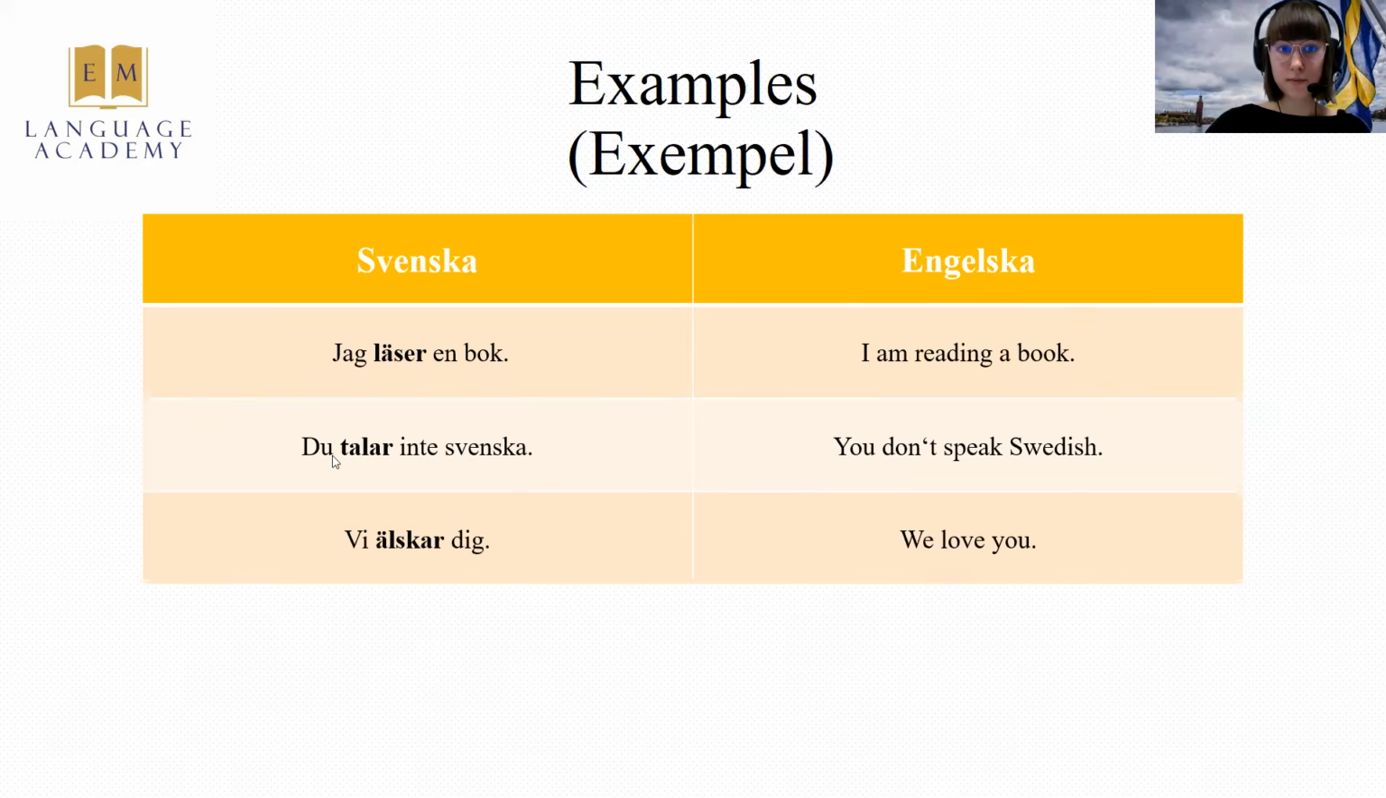You don't speak Swedish. Du talar inte svenska. A new pronoun, du, meaning you. And example number 3, vi älskar dig. We love you. Vi is one more new pronoun, which is the first person plural, vi as we, and then the verb älskar, love. And then dig is an object pronoun, you. So notice how the verb is again in the second position in all of the examples.